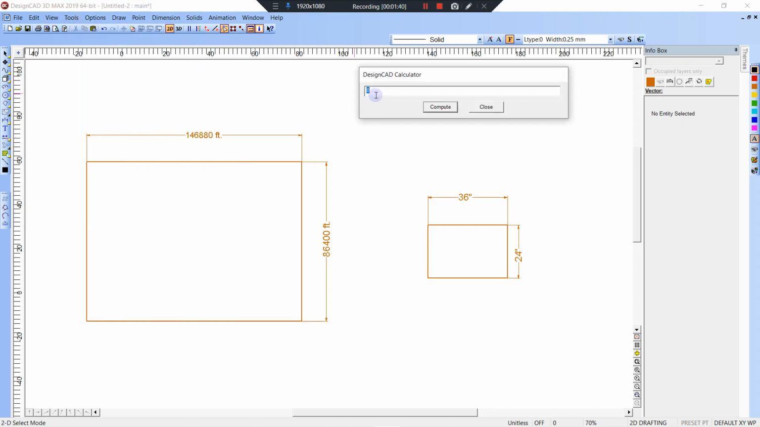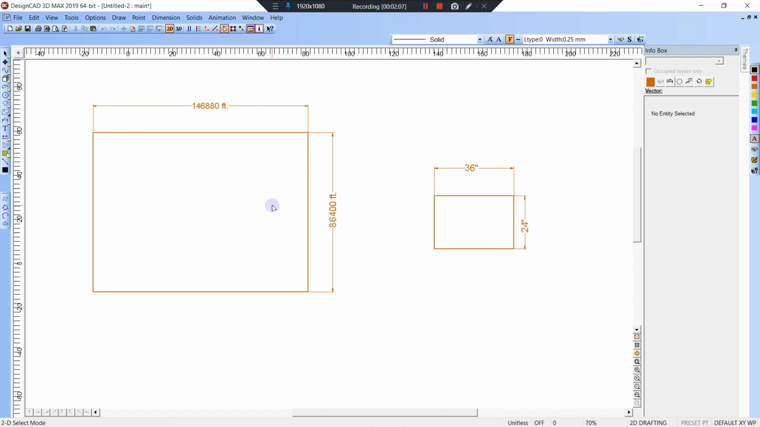We're looking at 146,880 divided by 86,400, and that gives us 1.7. So it's wider. The ratio would be sticking out here a little bit. So we need to limit in the 36-inch direction. The one we're going to work with is this one.